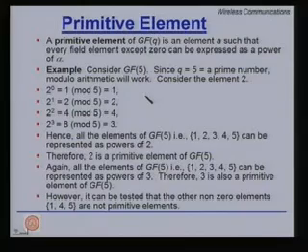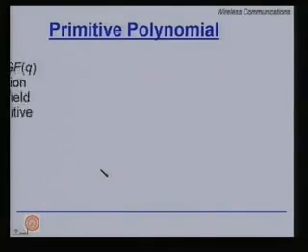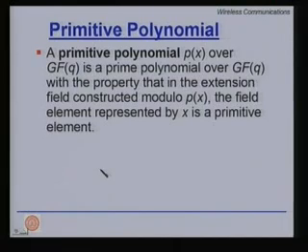So, you can test that 1, 4 and 0 are not the primitive elements. Now, what is a primitive polynomial? A primitive polynomial, say P of x, again defined over a certain GF(q), a Galois field, is a prime polynomial. We know a prime polynomial is one that cannot be factorized over GF(q), with the property that in the extension field constructed modulo P of x, the field element represented by x is a primitive element.